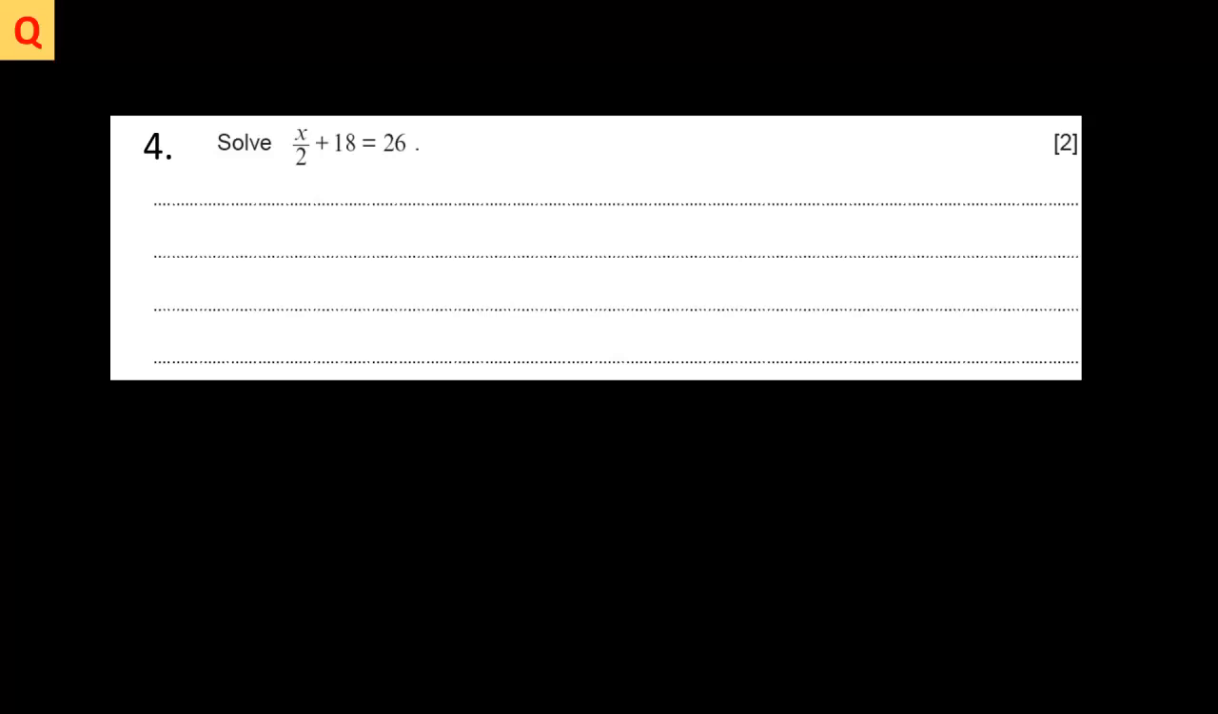Okay, let's have a look at question 4. So this is one with 2 things to move in. Which do we move first, plus 18 or divide by 2? That's it, it's the plus 18. So plus 18 moves from left to right, and it becomes minus 18. So let's just tidy that up. 26 minus 18 is 8.